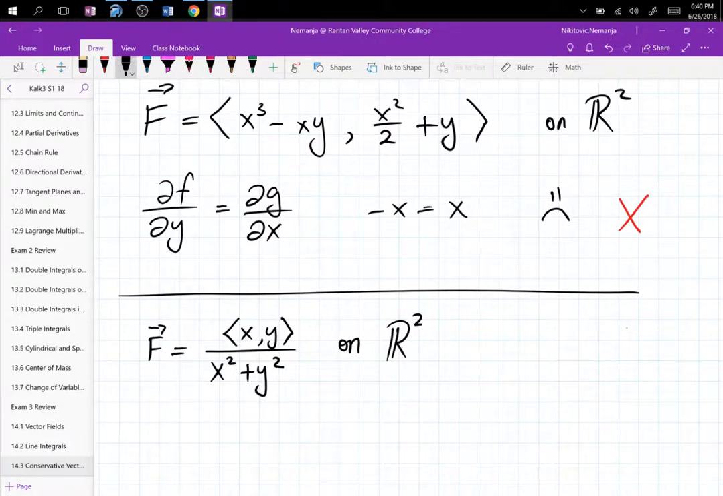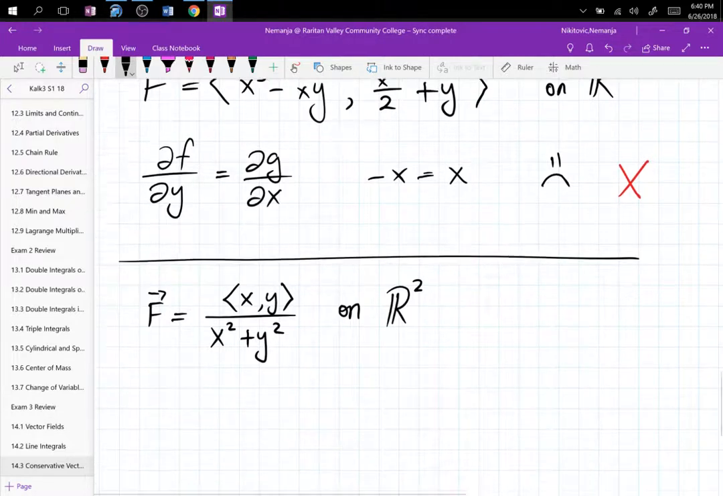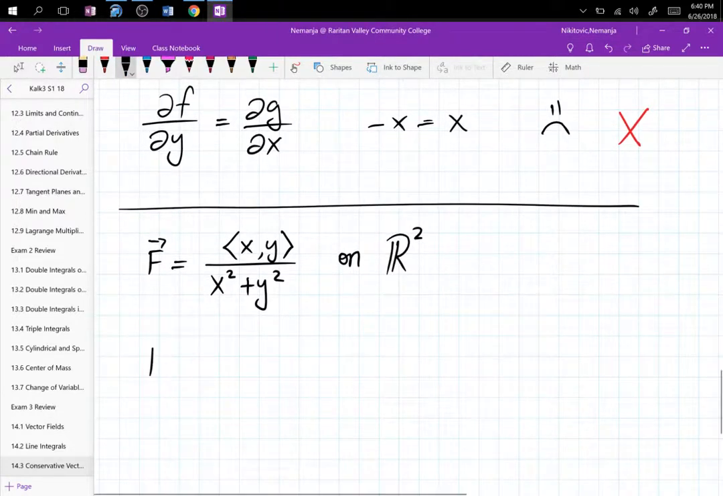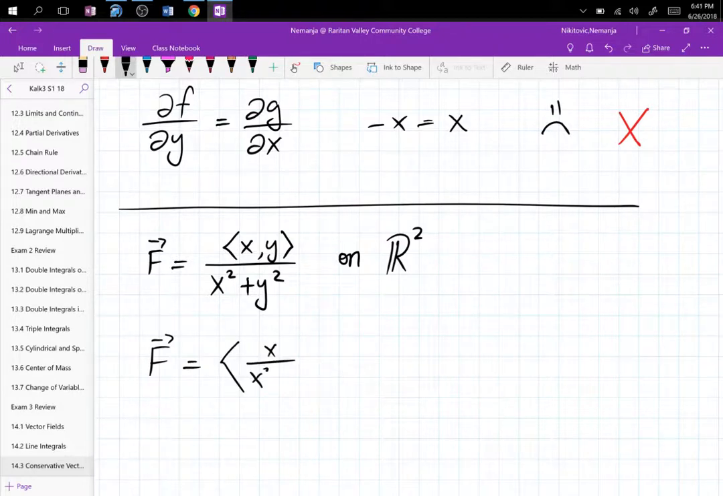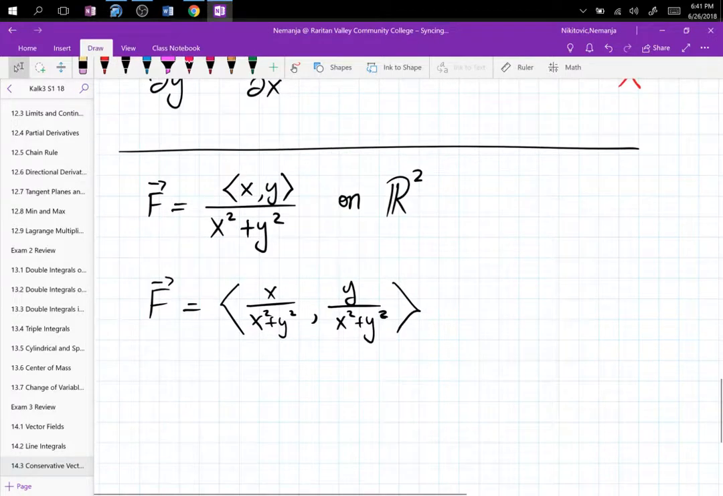Yeah. It's just both of them are divided by it. I mean, you could just distribute that to be inside the vector, right? Yes, that's exactly what I'm going to do now. So this vector is written as x over x squared plus y squared, comma y over x squared plus y squared. And we are going to test.